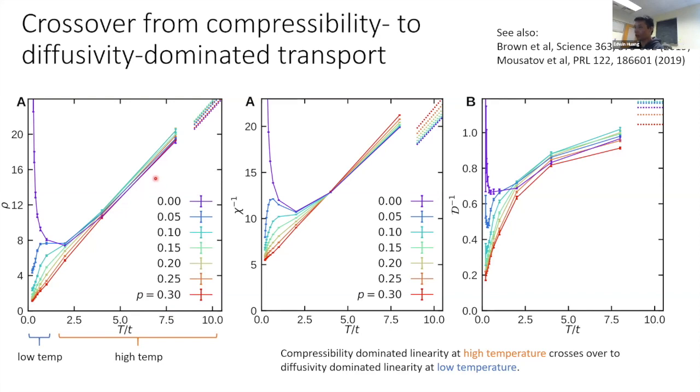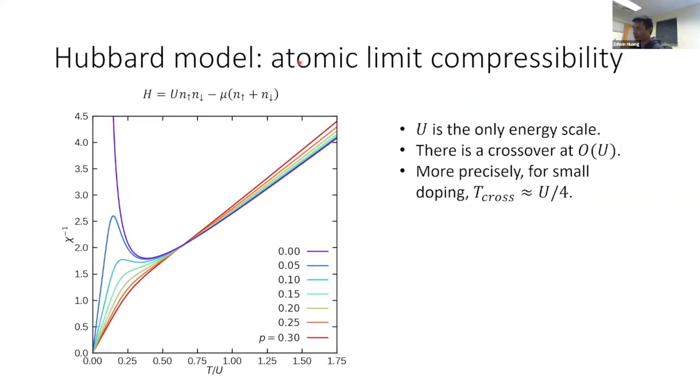In this slide, what I'm showing is the compressibility of the Hubbard model in the atomic limit. In this model, there is only one energy scale, the interaction strength U. This is the inverse compressibility plotted versus the temperature in units of interaction strength. Here also, if you just look at temperature equal to U, it seems like not much is going on. Basically this is a matter of factors of order 1. There is a crossover in this Hubbard model in the atomic limit, but it happens at temperatures of order U over 4.